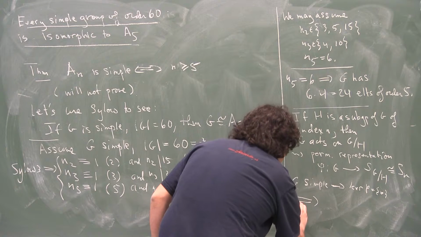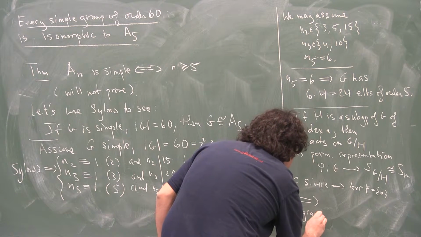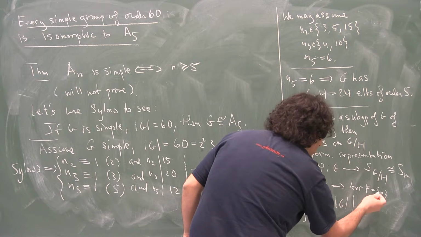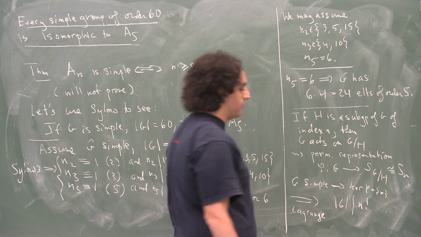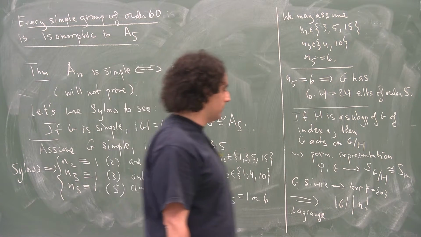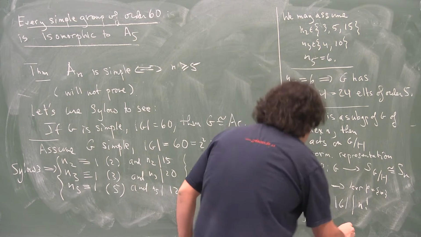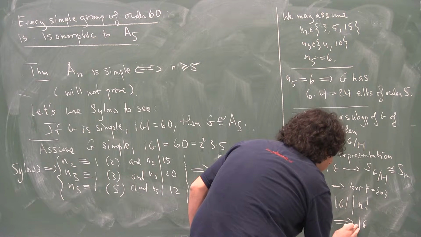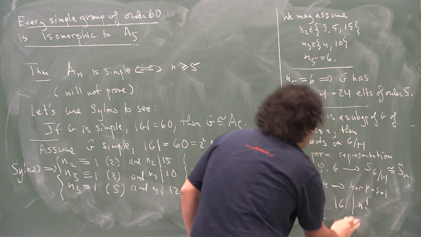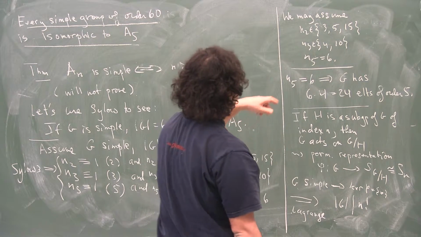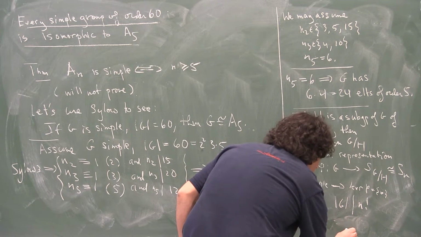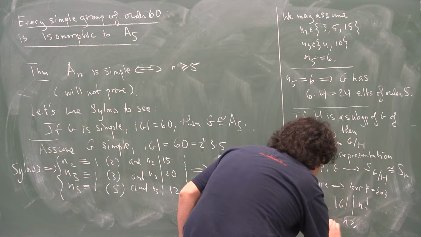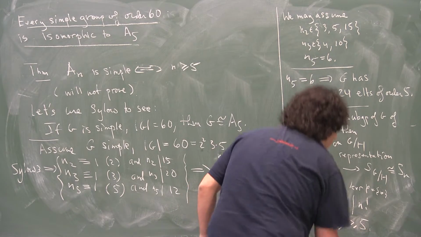This implies by Lagrange that the order of G divides the order of Sn, which is n factorial. Okay? So what does this tell us? This tells us, let's see, in this case, for example, this tells us that n is at least 5.